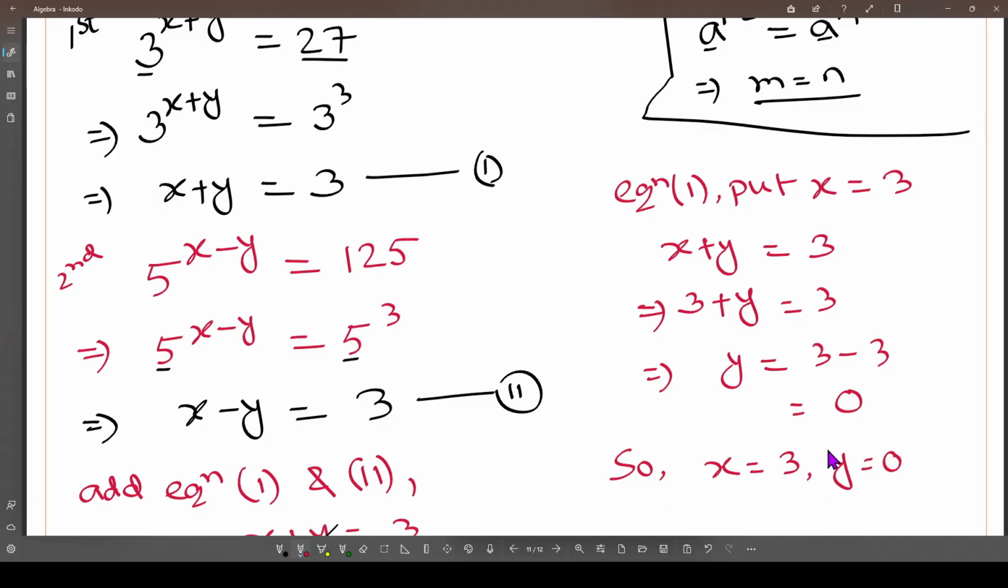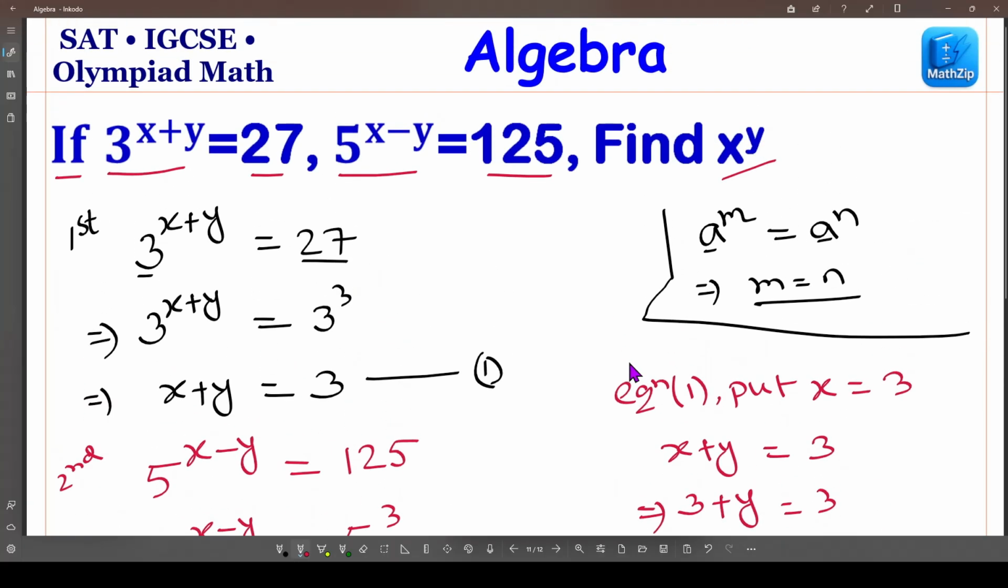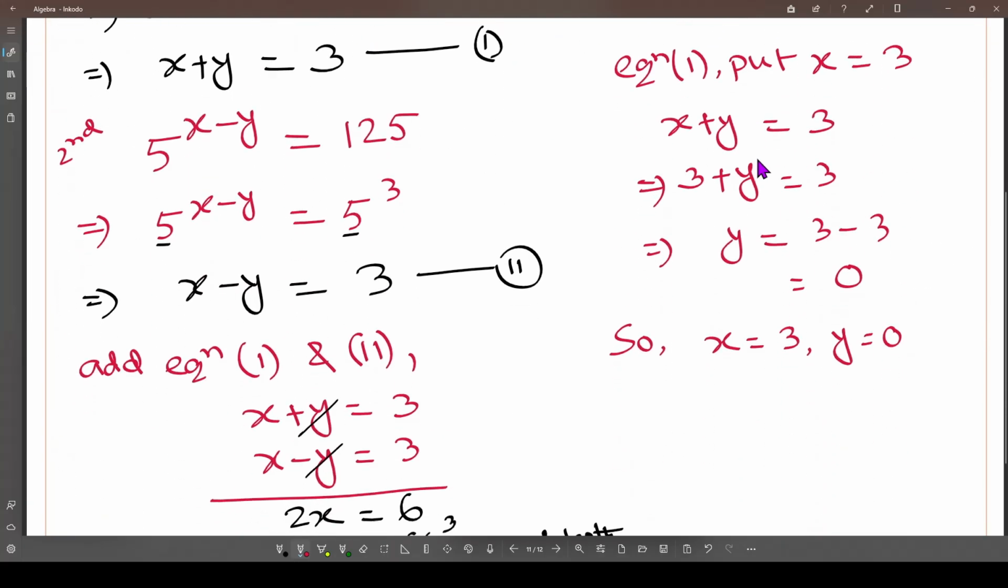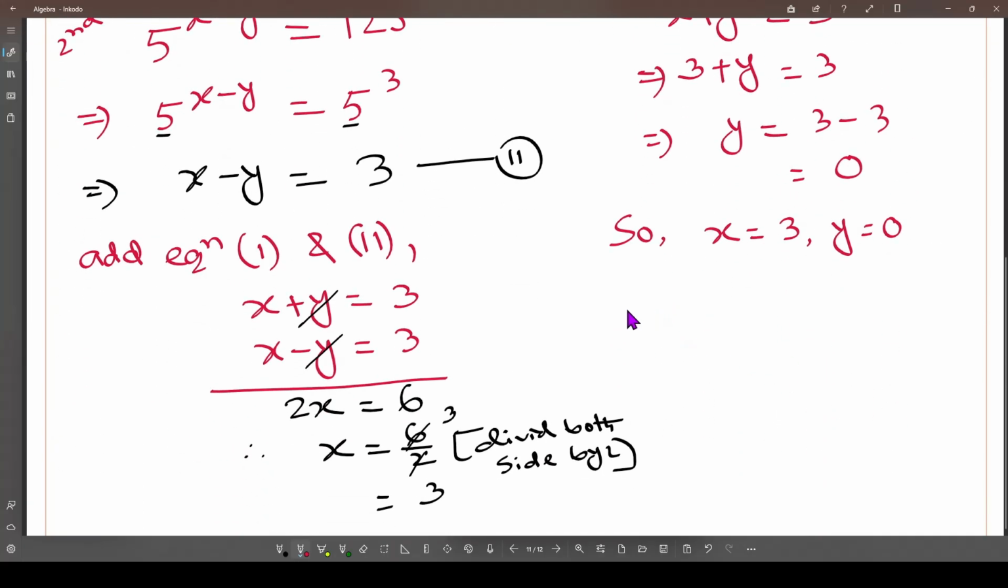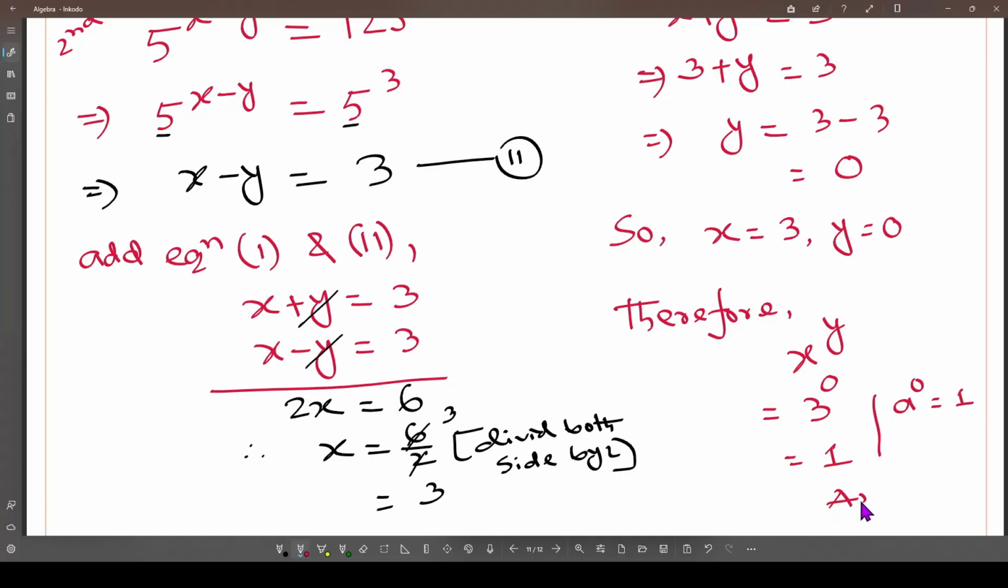Okay, so now we are at almost the last part. Find x to the power y. Therefore x to the power y equals: x means 3, y means 0. So the answer is 1. Why? We know a to the power 0 means 1, and this is our answer.